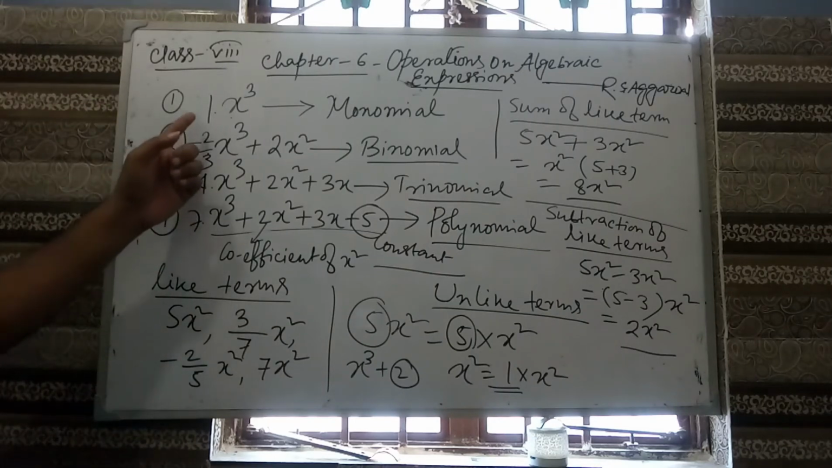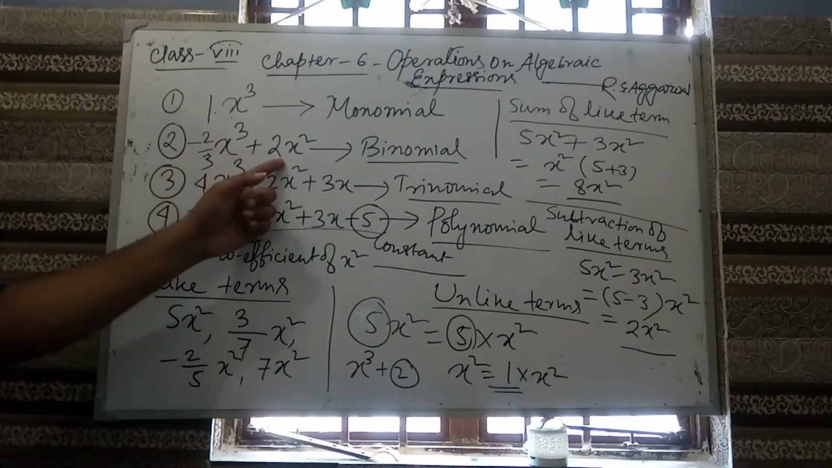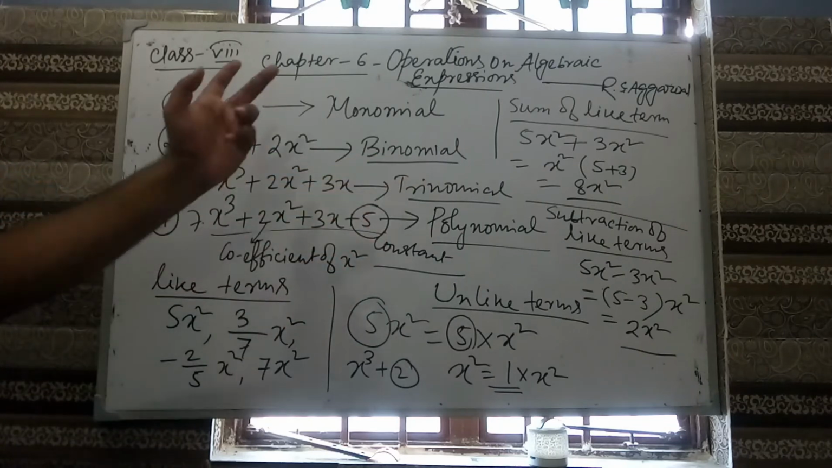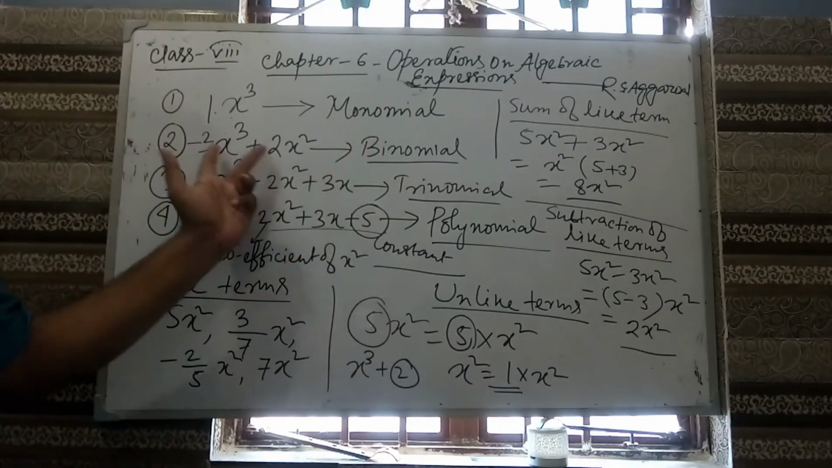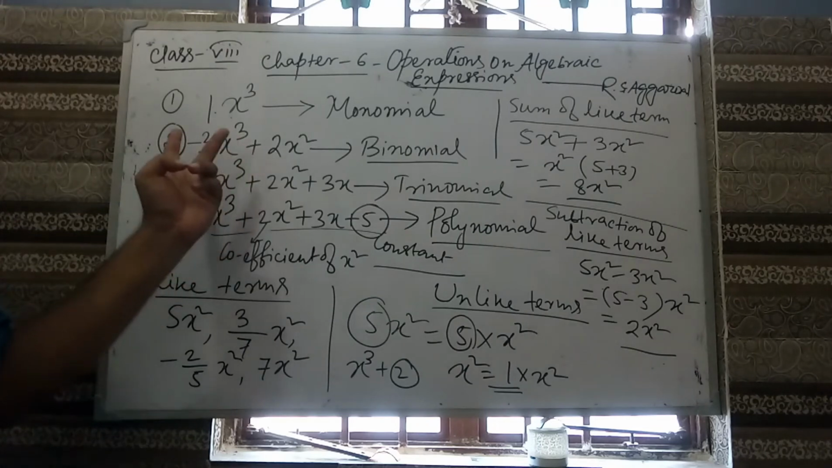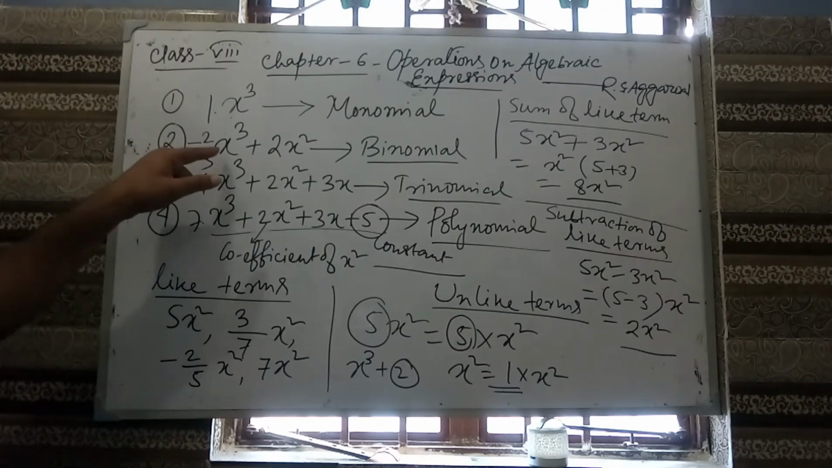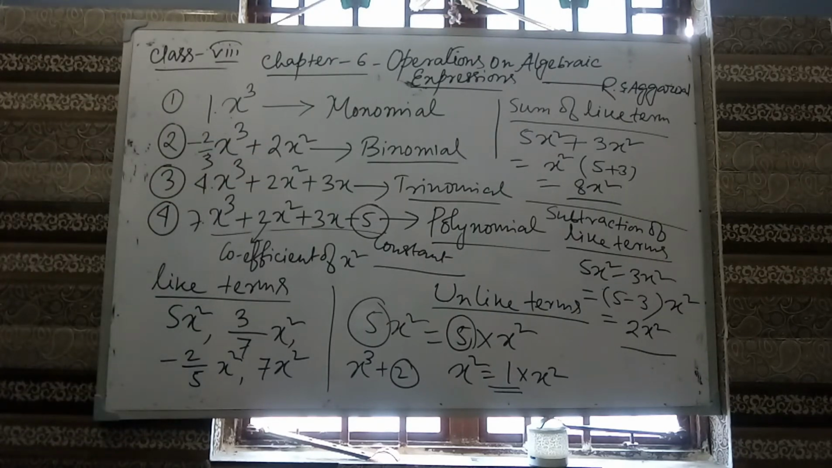If we have minus 2 by 3 x cube plus 2x square, then also it is called a binomial, because a binomial depends upon the number of terms. If we have 2 terms there, then it is called a binomial. It doesn't depend on the coefficient of the terms. Is that clear? So we are done with our theory portion and we will solve a few sums of addition and subtraction. Then your concept will be clear.